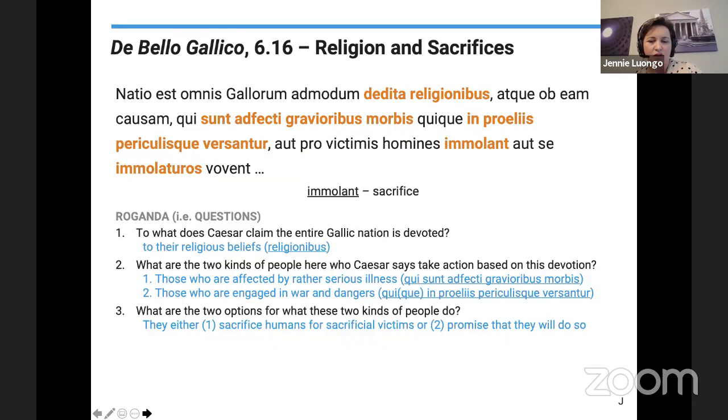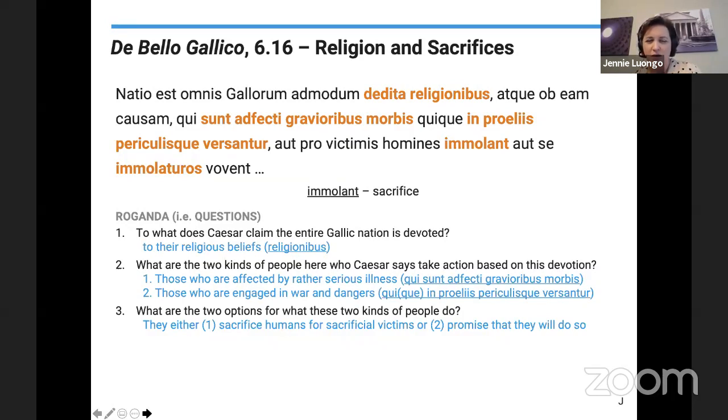And then what are the 2 options for what they do? Aut immolant, and this is the part that gets disturbing and crazy. Immolant, they sacrifice homines, men, pro victimis, as sacrificial victims. Aut vovent, or they vow that they will sacrifice them, immolaturos. That's one of those indirect statements, verb of the head. And we're missing the esse. It's another example of Roman ellipsis.